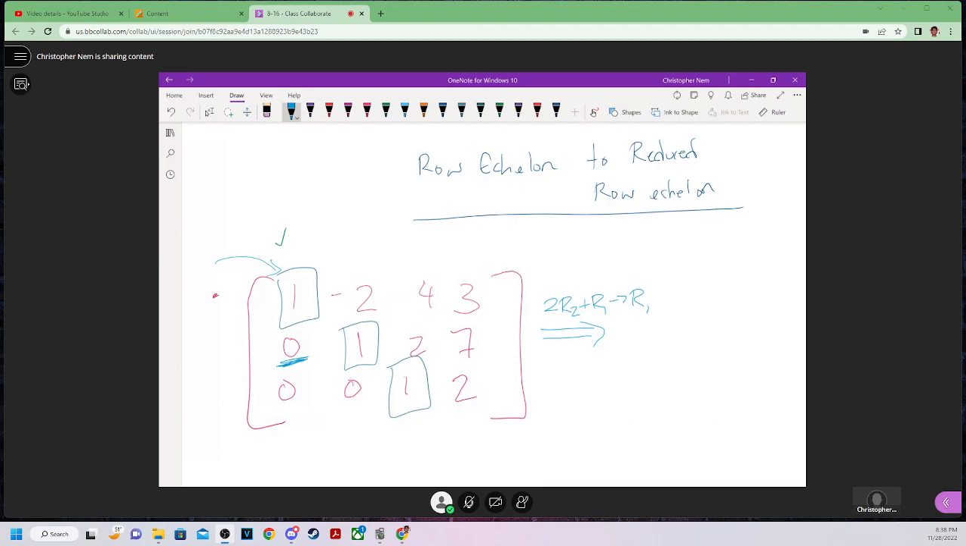This is why I recommend always putting in row echelon before you try to put in reduced row echelon. If you do so, it's actually easier, so you can have a bunch of zeros to play with.